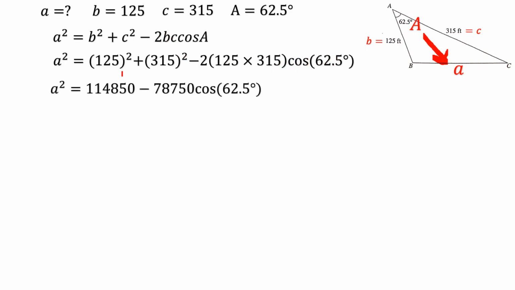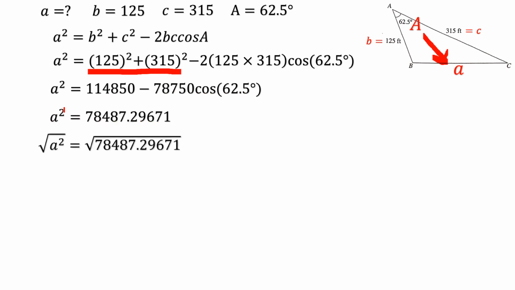Now we're going to calculate. We did this side. What we do is, in our calculator, we do 125 squared plus 315 squared, and that gives us 114,850 minus 78,750 cosine of 62.5. Now we subtract and we get this value, which is 78,487.29671. We have to take the square root of both sides because we want to get rid of this squared.